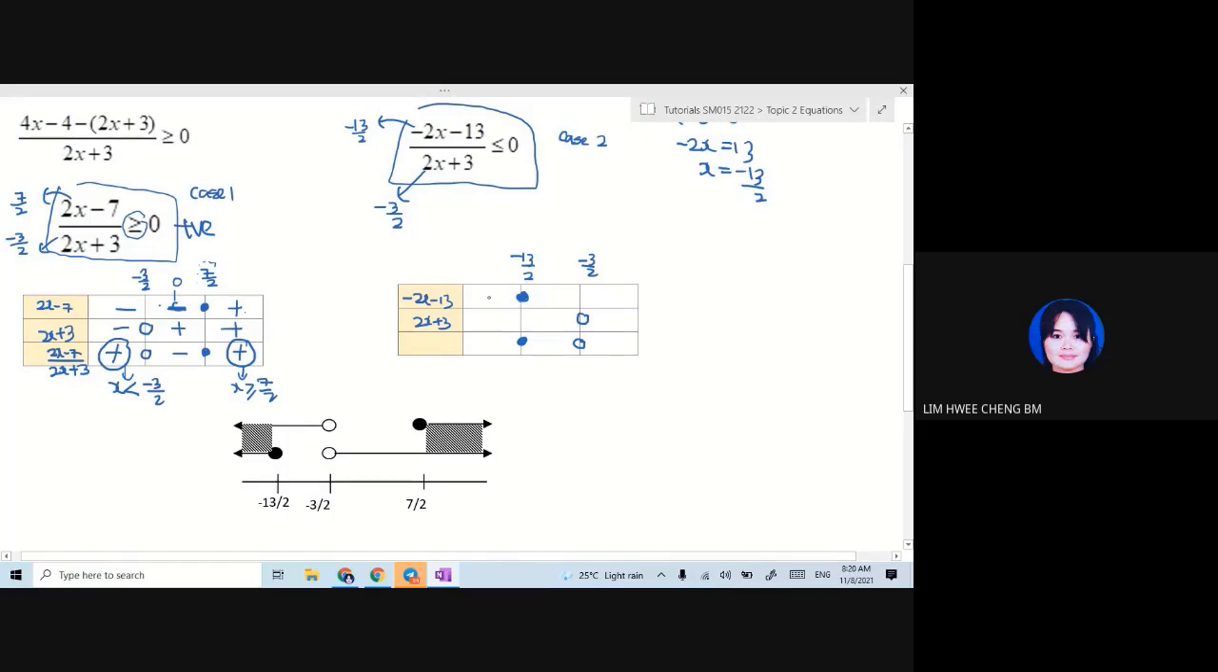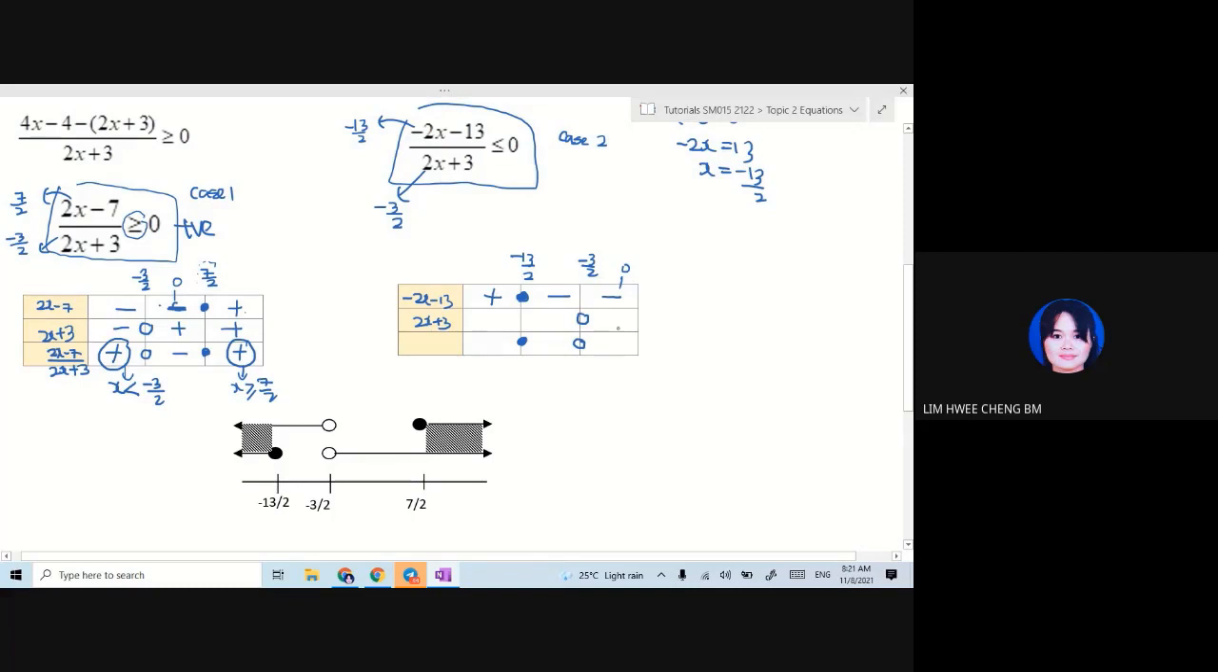Okay, so now you test with a value. Let's say I prefer to test with 0 because it's easy for me to do the calculation. If I choose 0, make sure that I put 0 here. Don't put the 0 on this side. 0 is greater than minus 3 over 2, so it should be on your right hand side. When I put the 0 inside, I will get 0 minus 13, so this side should be negative. When you meet the 0, you should change the sign.